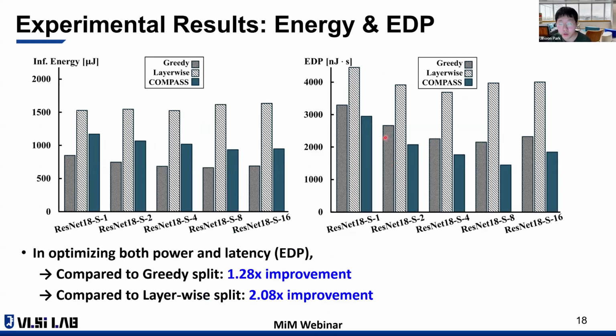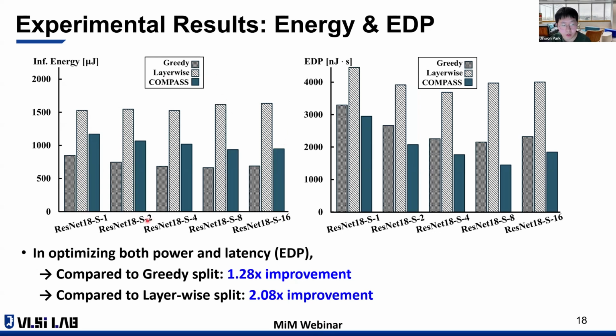For the energy and energy delay product, we get this graph where the greedy method has the lowest energy consumption. This is because the greedy method puts in as many weights onto a single chip as possible, so that weight loading is minimized. But we perform better than layer-wise because we have smaller partitions than the layer-wise method.